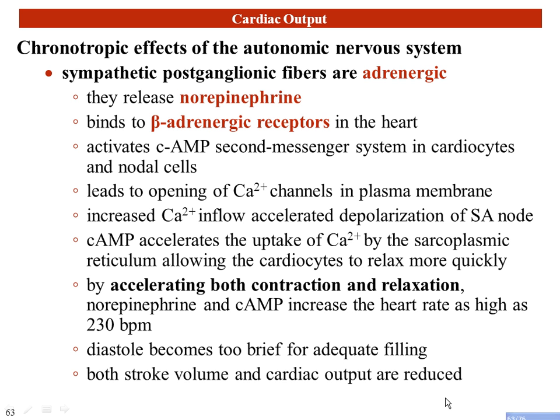I think you guys are pretty comfortable with that by now. All sympathetic nerves are adrenergic. They release norepinephrine, and norepinephrine binds to beta receptors. This can help increase both the contraction strength, also the rate of contraction, and the rate of relaxation as well.